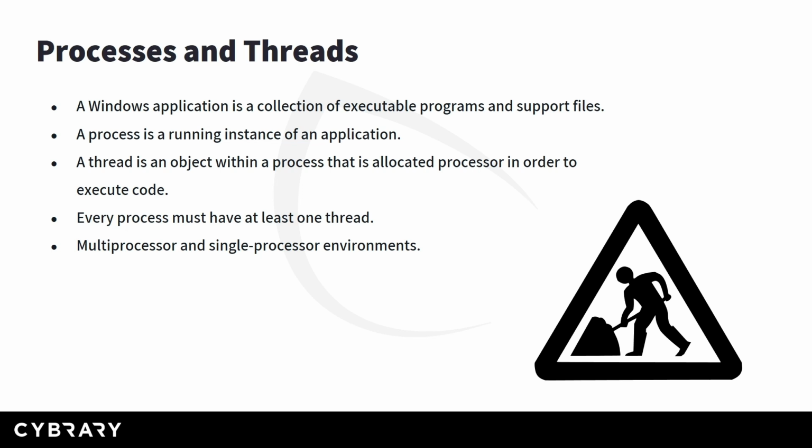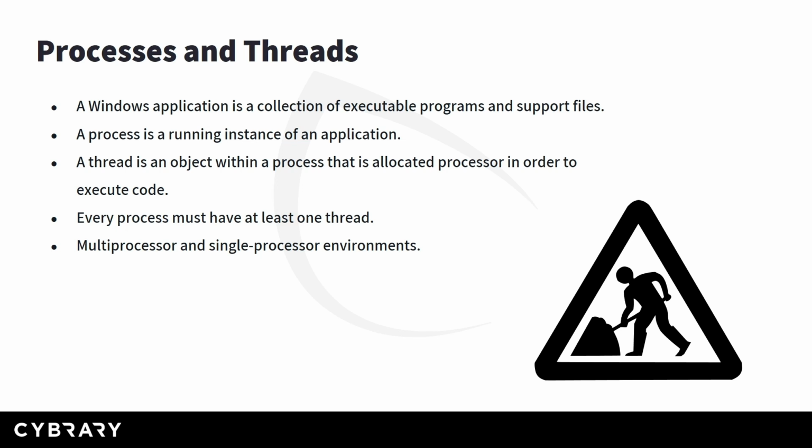To be more specific, a process is a running instance of an application, together with a set of resources that are allocated to the running application. A thread is an object within a process that is allocated processor time by the operating system in order to execute code. In short, threads, not processes, execute program code. Every process must have at least one thread. The purpose of threads, of course, is to allow a process to maintain more than one line of execution, that is, to do more than one thing at the same time.